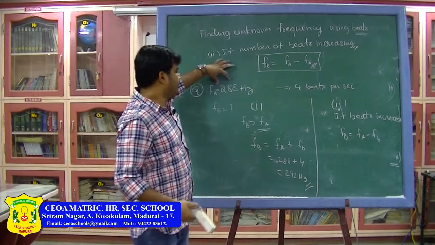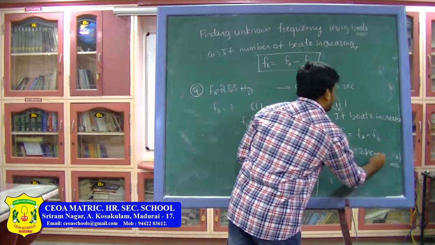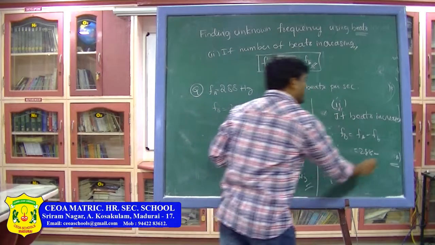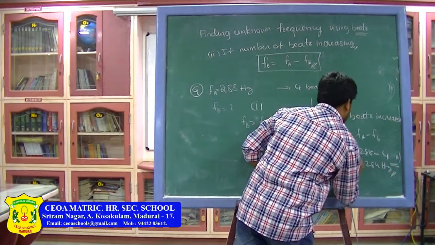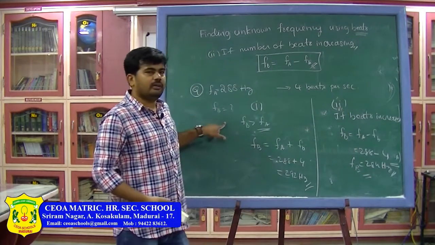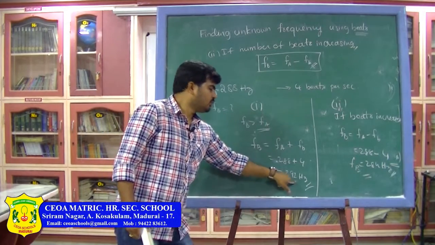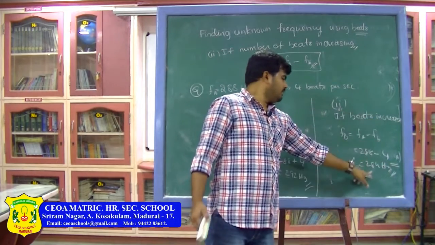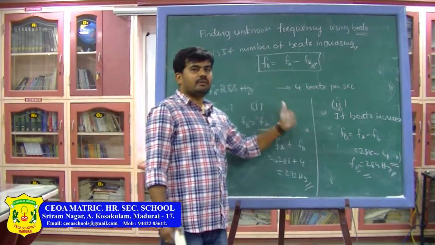See here FA value is 288 and the initial beats frequency is 4. So, 288 minus 4, that is 284 hertz is the unknown frequency. Remember, in the first case I took on loading second tuning fork beats decreased. So, I get the value 292. In this case I took if beats increased on loading, then this will be the answer. So, 284.